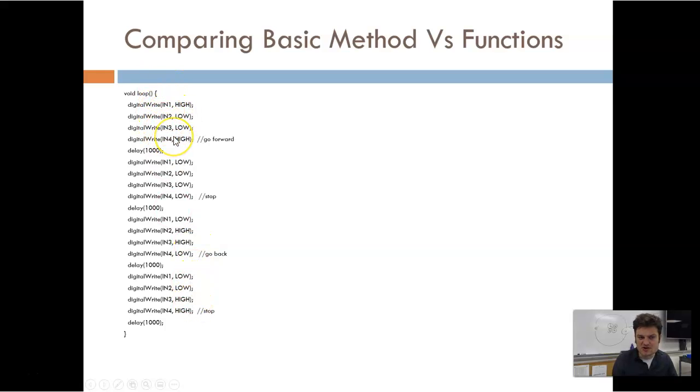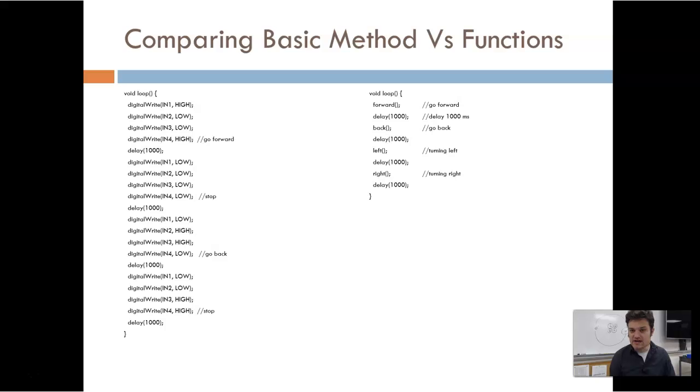Using 4 lines of code to tell something to go forward is kind of dumb, especially when we start getting into coding the robot to do a lot more. Like, say we want the robot to go through a maze. It's going to be a lot of stuff that it needs to do. We can actually rewrite the entire thing just like this.